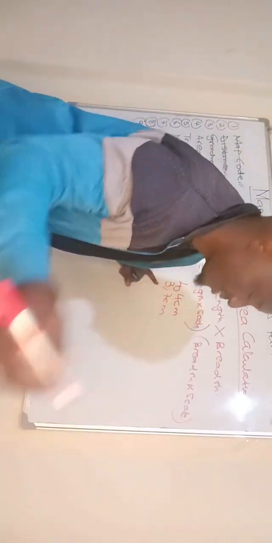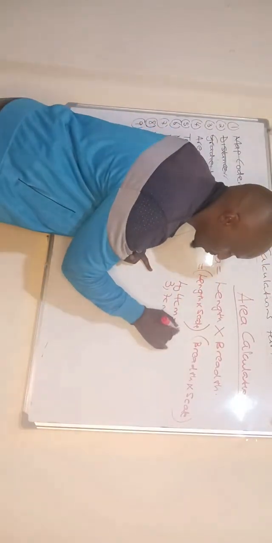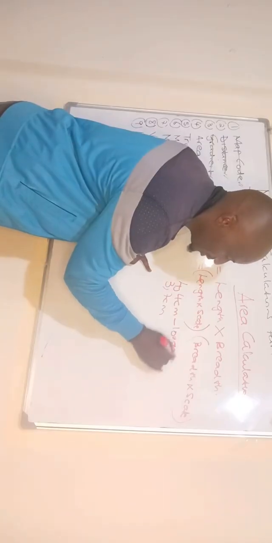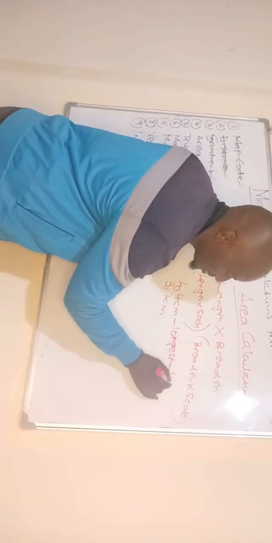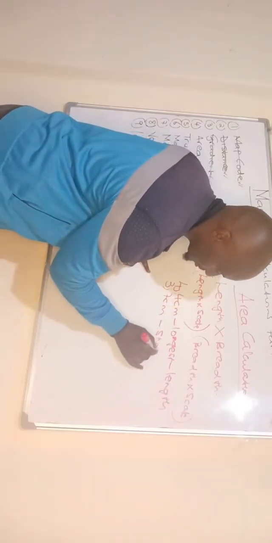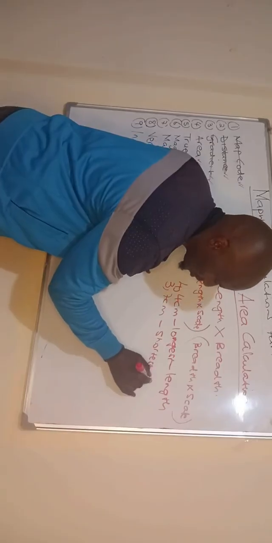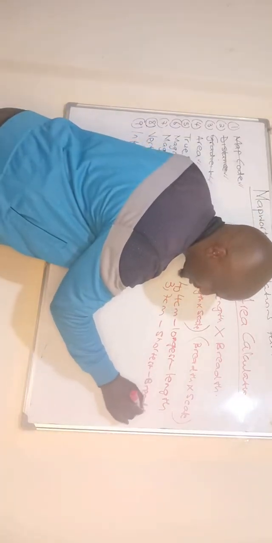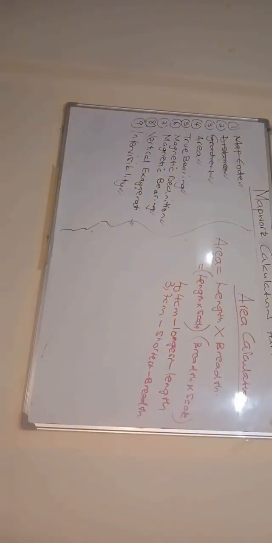So the longest side, when you measure it, becomes your what? Your length. This is the shortest. It becomes your what? Your breadth. Okay. Are you following? So that's what we have.